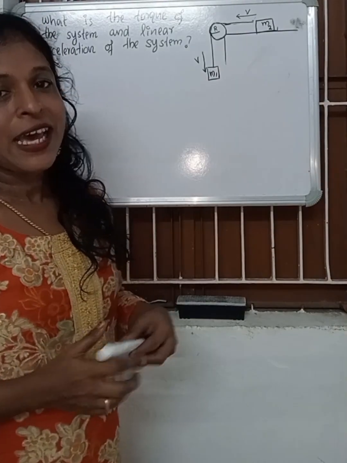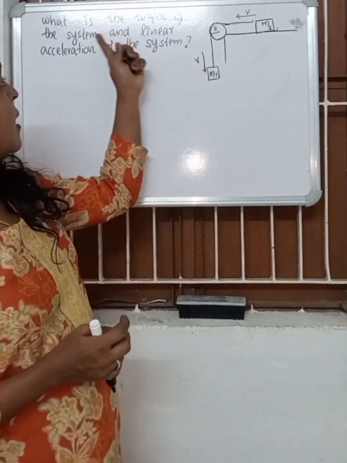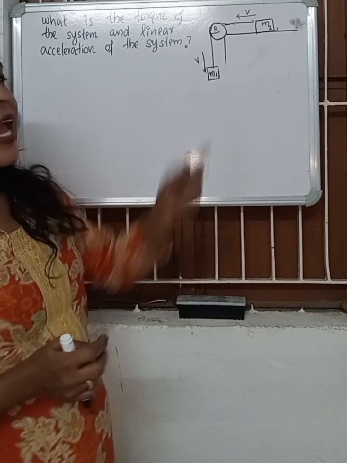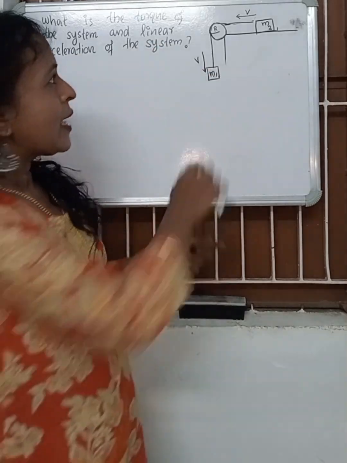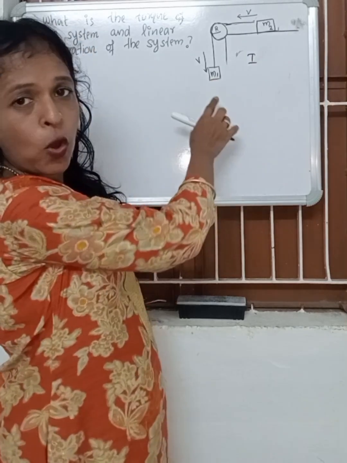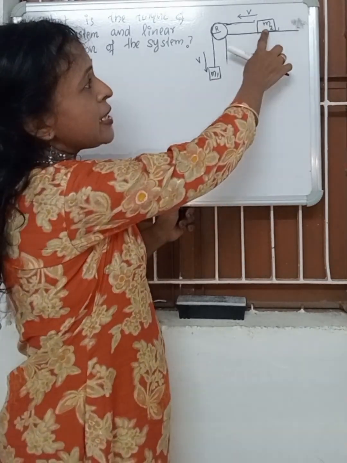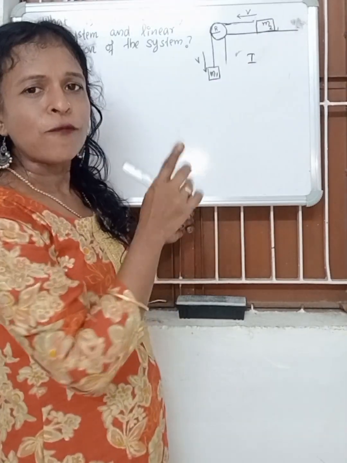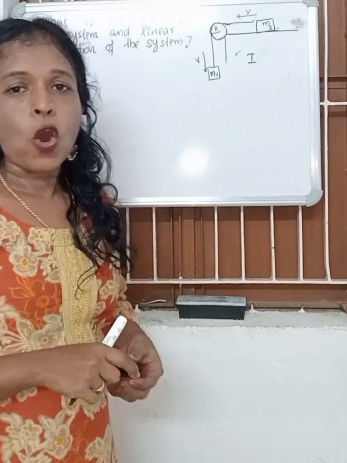Today we will discuss this type of system: what is the torque of the system and the linear acceleration of the system. Here this pulley has the moment of inertia I, and this block has the mass m1, and this block has the mass m2. First we will find the torque of the system.